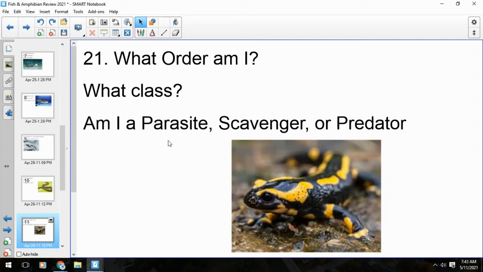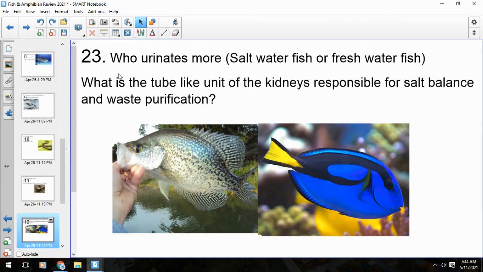What order? So in this case, our salamander is going to be Urodela, class amphibian, and he's also going to be a predator. So all amphibians are going to be predators. So Urodela, amphibian, predator. Who urinates more, the saltwater fish or the freshwater fish? That would be the freshwater fish, because that fresh water is always going into their body where it's salty and sugary, and they've got to therefore get it out.